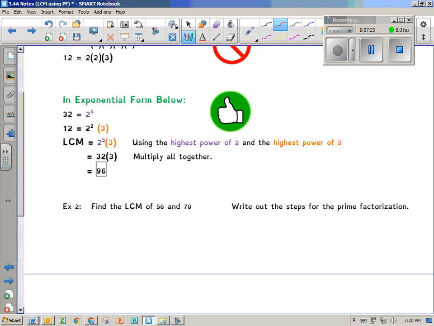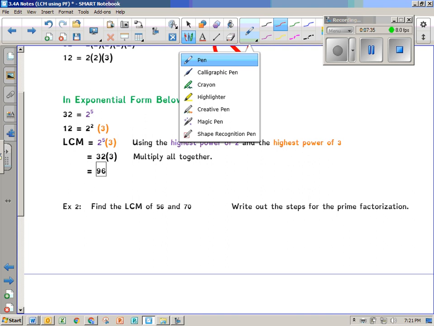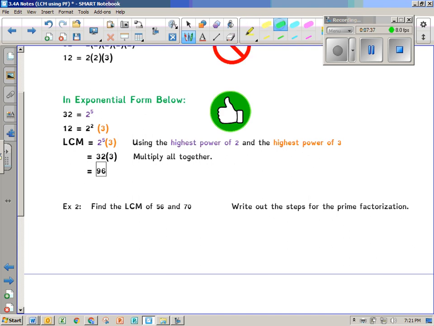Well, you might remember when we were looking for greatest common factor, we looked for the least power that they had in common. Well, now we're looking for the highest power that they have in common. The highest power of 2 and the highest power of 3, because they have both 2 and 3 in common.